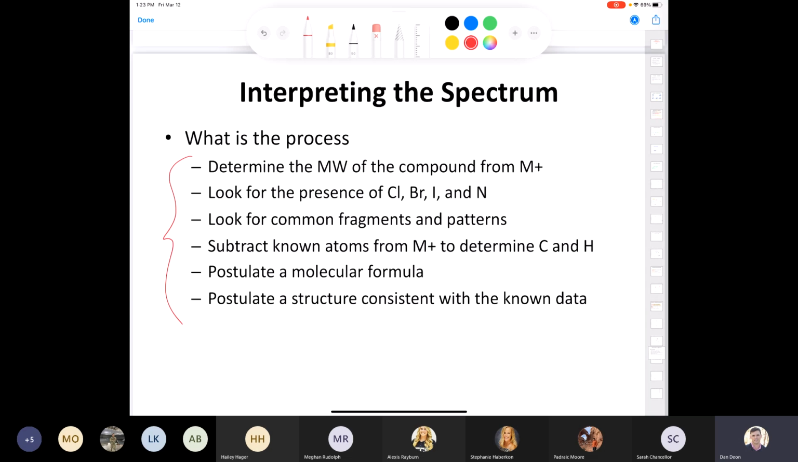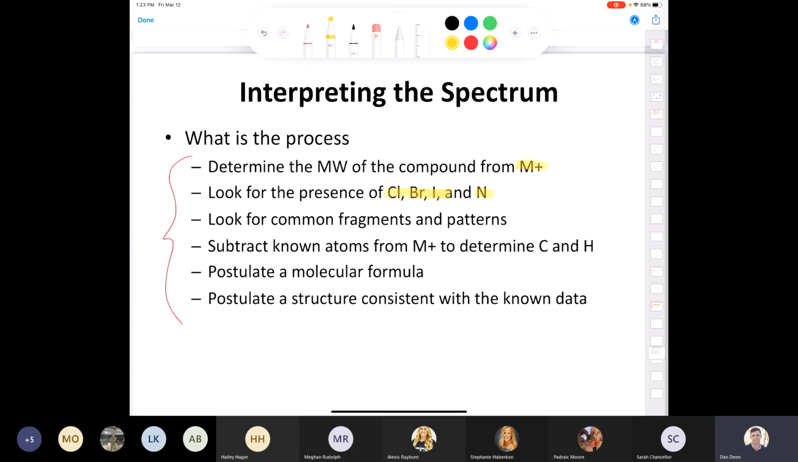The first thing you want to determine is the molecular ion. You want to evaluate it in terms of the nitrogen rule. Look for the presence of a halogen, nitrogen, of course. Look for those common fragments and patterns. What were the common fragments? A methyl at 15, an ethyl at 29, a propyl at 43, a butyl at 57. What would a pentyl be? 69, right? Those kinds of things. A phenyl, we saw that at 77, a benzyl at 91, a benzoyl at 105. These are very common fragments in this class.